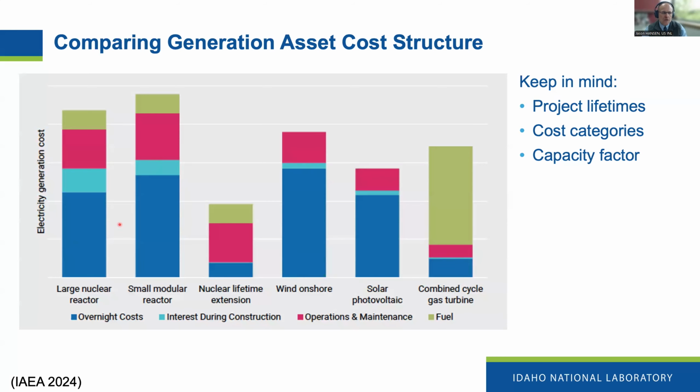So the dark blue shows the overnight cost, or in other words, the total amount of resources needed to build the technology. And you can see that nuclear power has large capital costs.